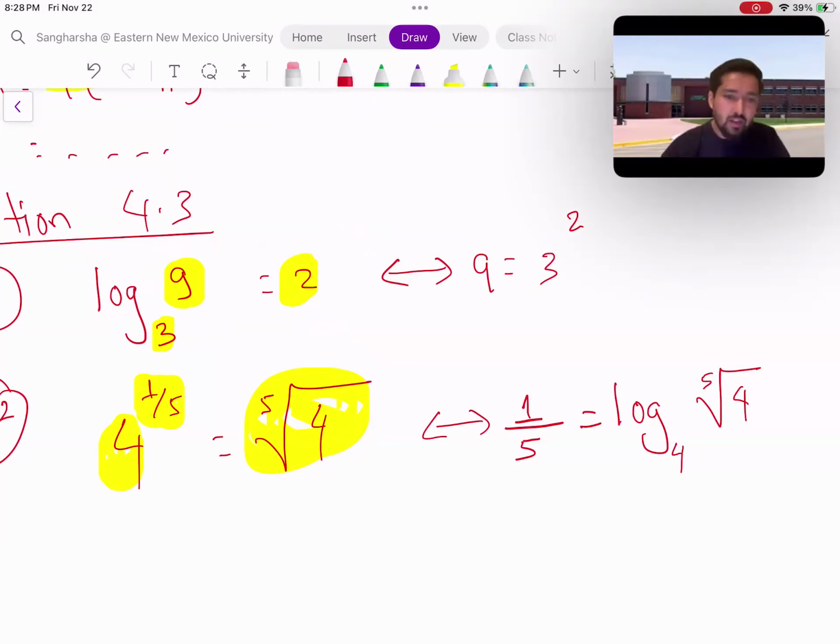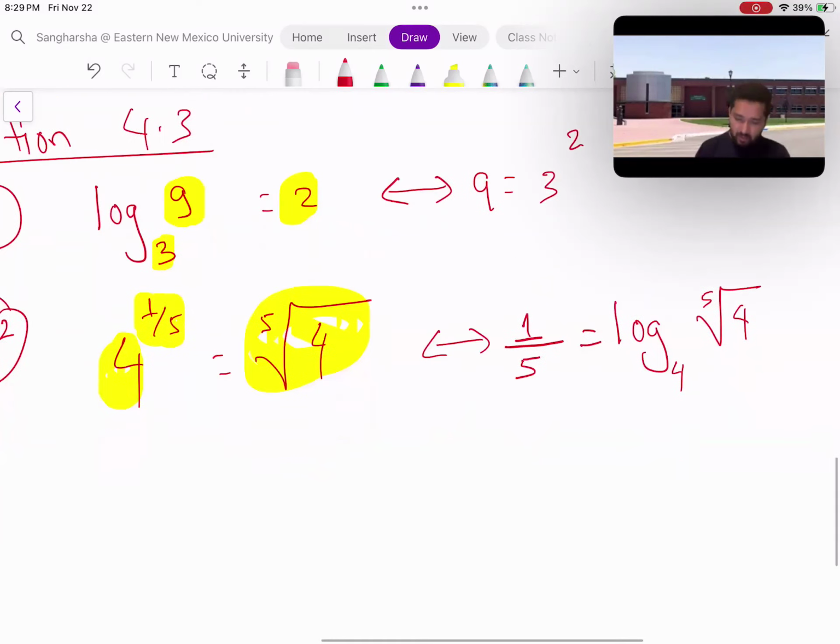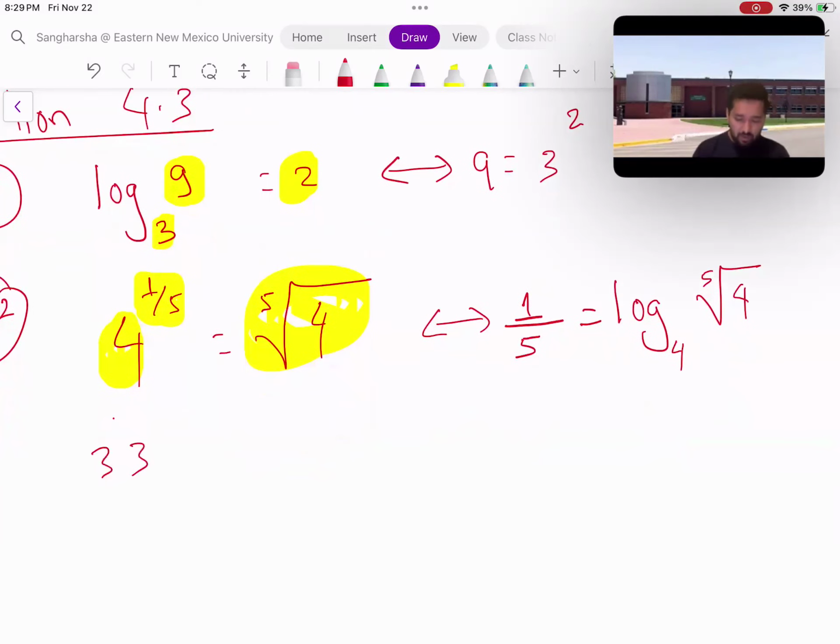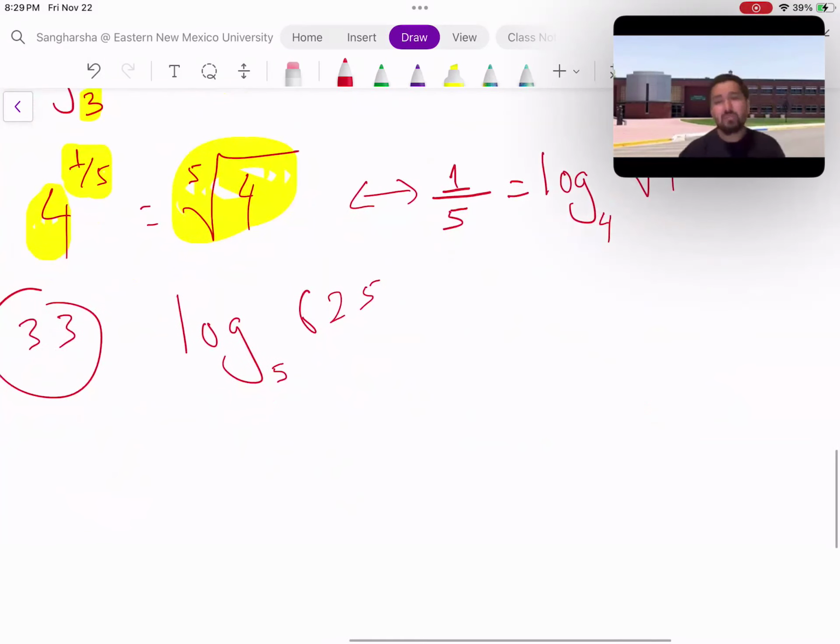Okay, now let's see what we have. In number 33, 34, and 35, we are asked to evaluate each of these expressions without using a calculator. So here let me do 33. We have log of 625 to a base 5. You can use your calculator to check your answer, but you can't write your final answer using your calculator. You won't get the credit.